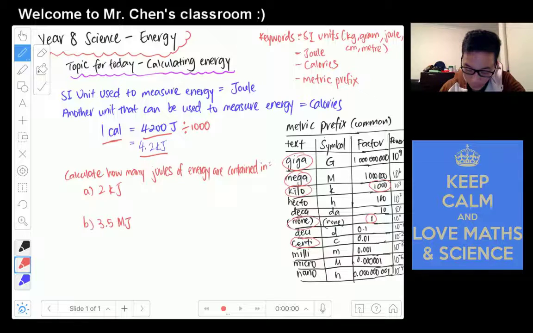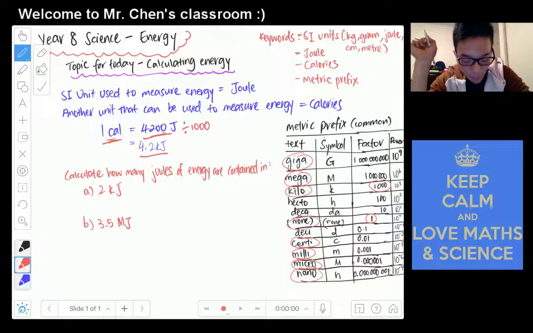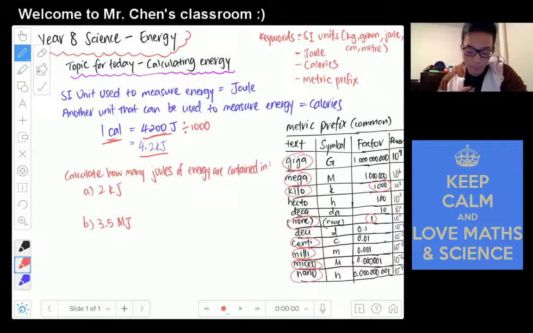Milli as well, and micro and nano. There are quite a few we actually use. So for example, 1 calorie here is equal to 4,200 joules. What that means is, if you don't want to write 4,200, you can actually simplify it down by replacing the 0s, divided by 1,000, which will give you kilojoules. So it will be just 4.2 kilojoules.